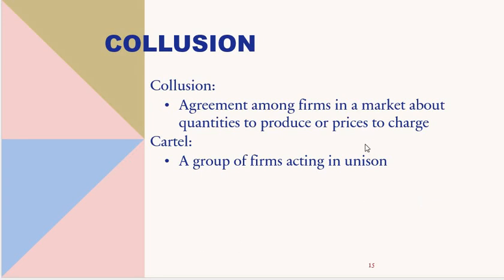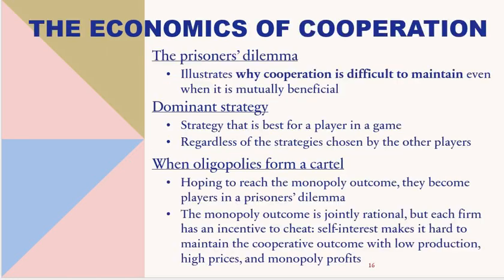So obviously, collusion is so beneficial for each member of those colluded firms, right? But in reality, how come it's still hard to maintain a cartel or collusion or trade agreements? One explanation is related to the famous prisoner's dilemma. In the textbook, we call it the economics of cooperation. This model will try to explain how come cooperation is so difficult to maintain, even when cooperation is mutually beneficial for each game player.